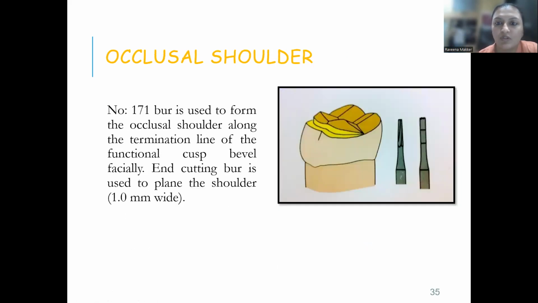Next is the occlusal shoulder. Number 171 burr is used to form the occlusal shoulder along the termination line of the functional cusp bevel facially. Where the functional cusp bevel ends, at that point, the occlusal shoulder is created. End cutting burr is used to plane the shoulder at least 1 mm wide. So number 171 burr is used to create a shoulder finish line, and end cutting burr is used to finish the shoulder.